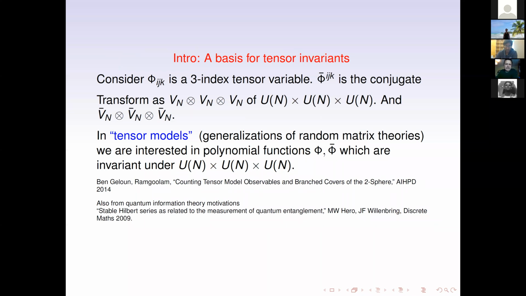So this algebra comes up in thinking about tensor invariants. So in particular, the following problem. Let phi_ijk be a tensor variable, 3 index. Each index is in the fundamental of U(n) x U(n) x U(n). And this is the conjugate, again, U(n) x U(n) x U(n). So fundamental of V tensor V tensor V and V bar tensor V bar tensor V bar. So in tensor models, we are interested in polynomial invariant functions that you can build out of phi and phi bar, which are invariant under U(n) x U(n) x U(n). So I have one U(n) that acts on the i of this and the i of that, and another U(n) that acts on the second index, and another U(n) that acts on the third index. And I want to build polynomial functions of phi and phi bar, which are invariant under U(n) x U(n) x U(n).